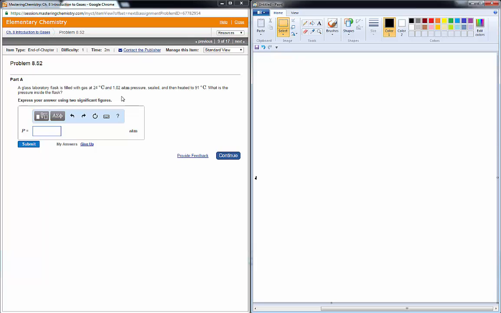Next, a glass laboratory flask filled with gas at 24 Celsius, 1 atmosphere of pressure, is heat sealed and heated. So again, we have P1 over T1 equals P2 over T2. And they're solving for final pressure. So let's multiply both sides by T2. That'll give us P2.